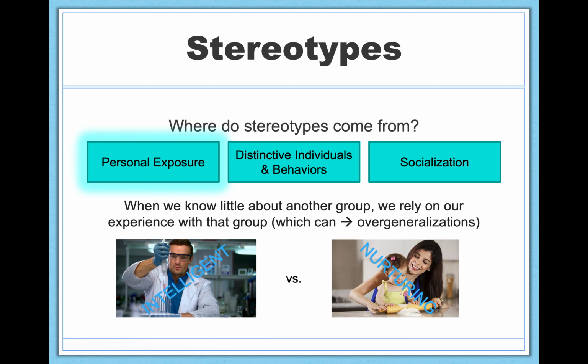Now, you don't know for sure. You're not giving these male scientists an intelligence test or the female babysitters a nurturing test or whatever. Again, you're overgeneralizing on the basis of what you're seeing. This is how personal exposure can lead to inaccurate stereotypes.